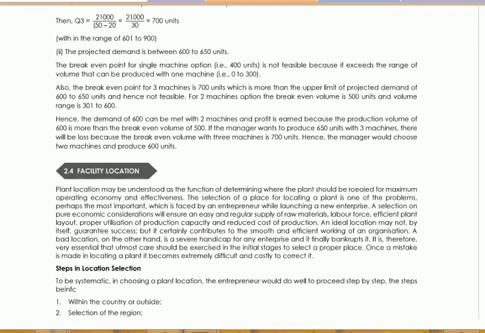And now, it is clear that if the number of machines is 1, it is not suitable. If the number of machines is 3, it is also not suitable. Now the remaining option is 2 machines. So for 2 machines, the break-even volume comes as 500 units.